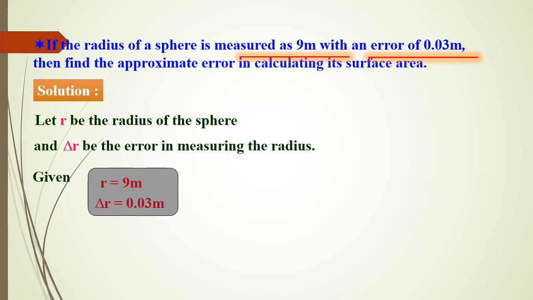In this problem, the radius of the sphere is measured as 9 meters with an error of this much, and we'll be calculating the approximate change in the surface area of the sphere. Consider the surface area formula of the sphere, that is S equal to 4 pi r square. In the given question, r is the radius of the sphere, it is 9 meters. And the error in the radius can be written as delta r equal to 0.03 meter.